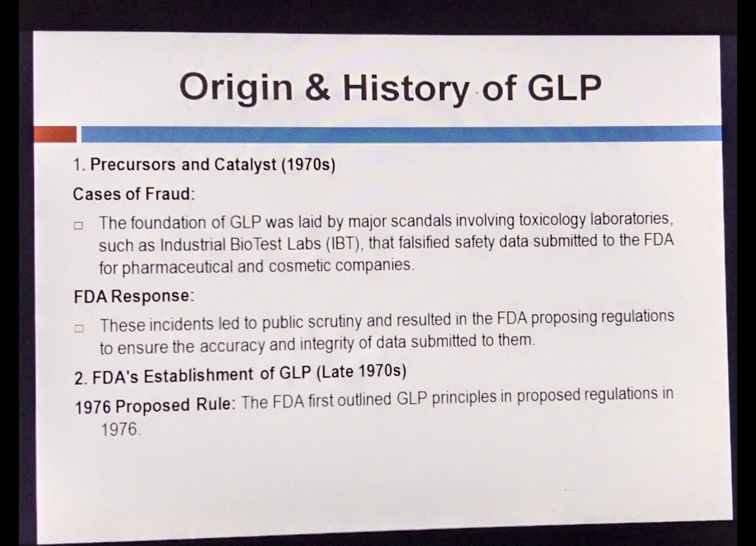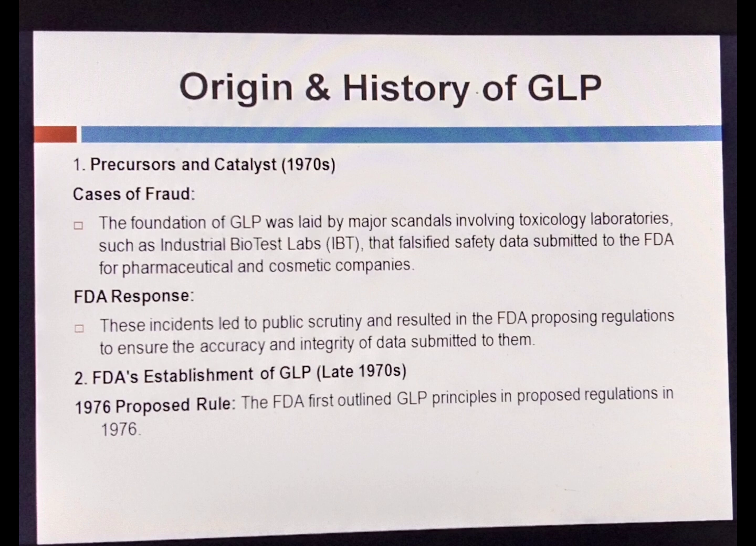Precursor and catalyst. In the 1970s, cases of fraud. The foundation of GLP was laid by major scandals involving toxicology laboratories such as Industrial Biotest Lab, that is IBT, that falsified safety data submitted to the FDA for pharmaceutical and cosmetic companies. FDA response. These incidents led to public scrutiny and resulted in the FDA proposing regulation to ensure the accuracy and the integrity of data submitted to them.